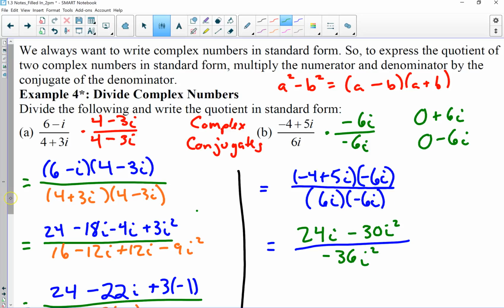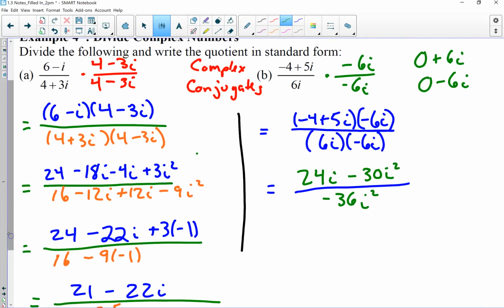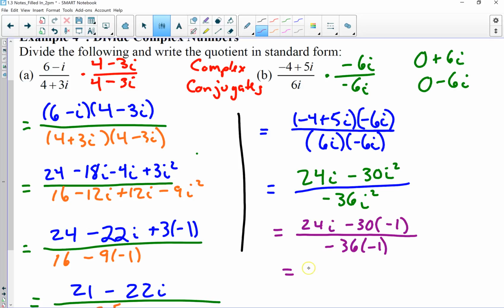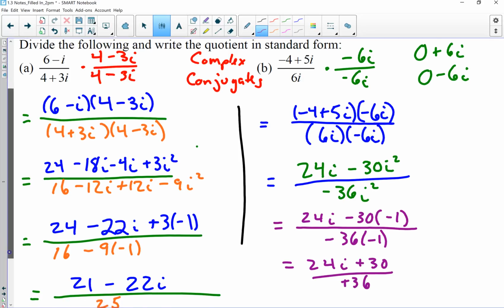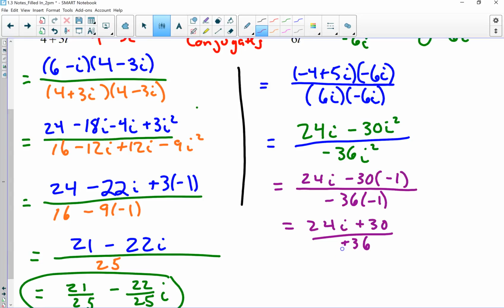Now we need to replace anywhere I have my i squared with its equivalent value, which is negative 1. So what am I going to have here? I'm going to have 24i minus 30, and instead of i squared, we write negative 1. And then we want to simplify this. So 24i will stick around. This will be turned into a positive 30 and a positive 36. I actually don't have to write the positive sign there. Just leave it as 36.